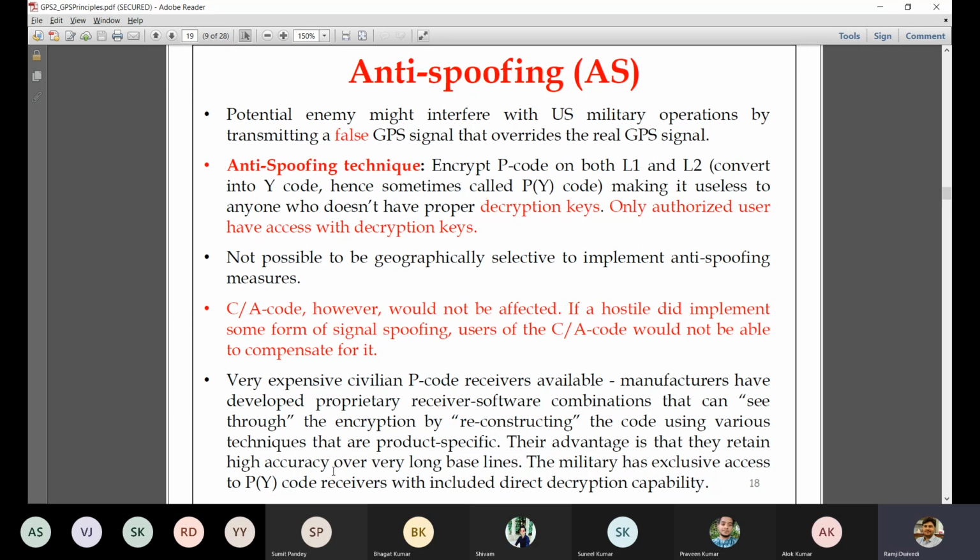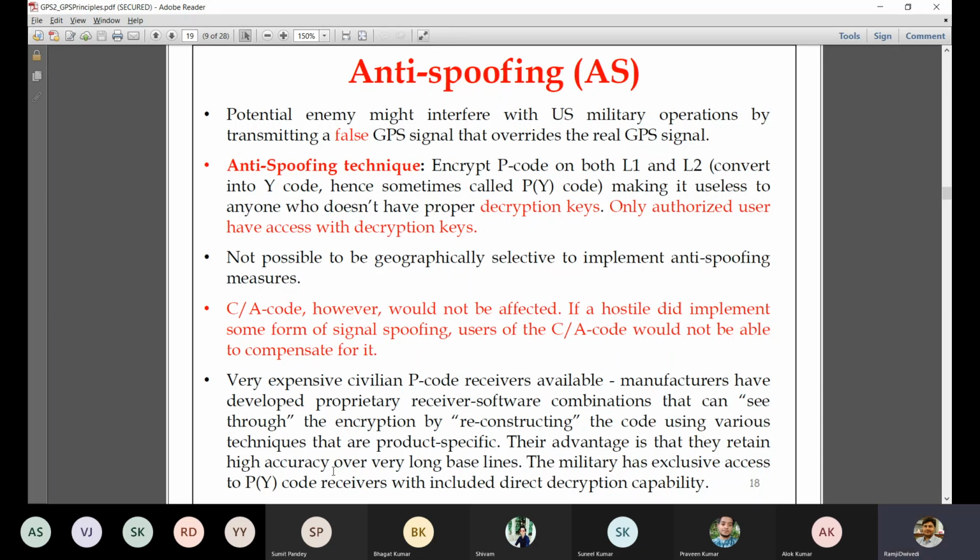So CA code, however, would not be affected if a hostile did implement some form of signal spoofing. Users of CA code would not be able to compensate for it. मतलब अगर कर देता है कोई स्पूफिंग सीए कोड के लिए तो फिर उसके लिए कोई कंपनसेशन नहीं है.